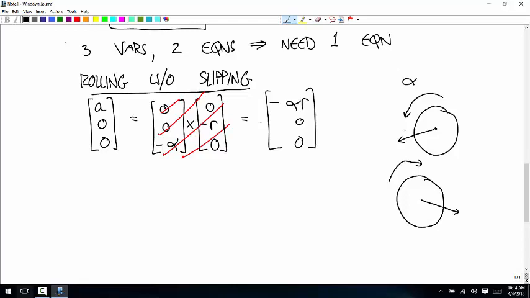If this is alpha, then this is the acceleration of the center of mass. And if this is alpha, this is the acceleration of the center of mass. So either way, this is a positive alpha in the z direction and negative acceleration in the x direction. And this is a negative alpha and a positive acceleration. So either way, the sign is switched.